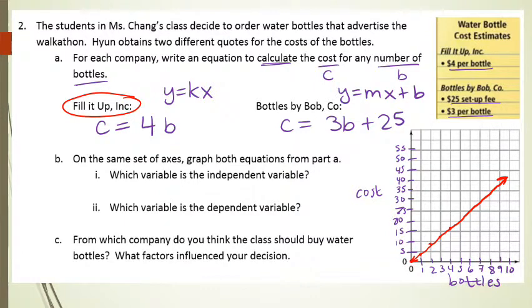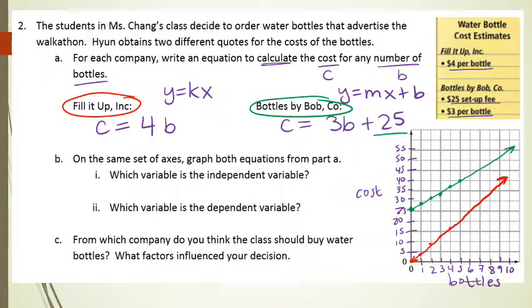And then we need another one for Bottles by Bob. We're going to do that one in green here. So this time we have a setup fee. And so make sure you're starting your equation at 25. And now we're adding $3 per bottle. So if I add $3 to 25, I'm at 28, plus 3, I'm at 31, plus 3, I'm at 34, plus 3, I'm at 37, plus 3, I'm at 40. And so again, you can see this line here going up also.